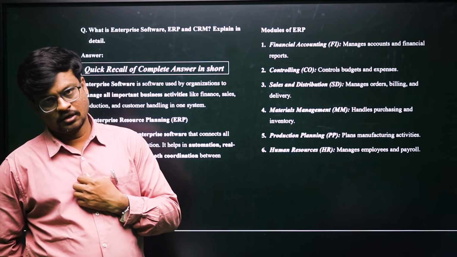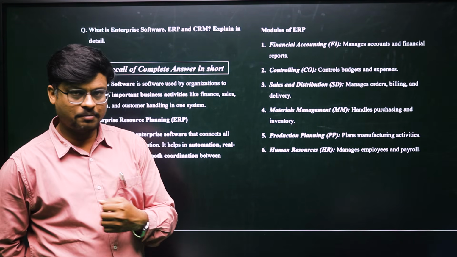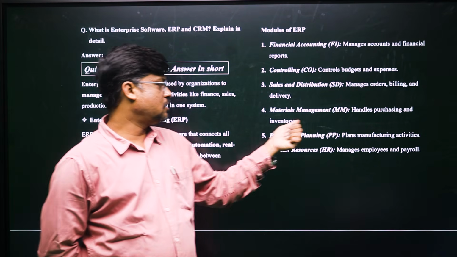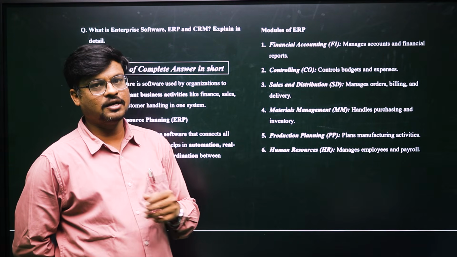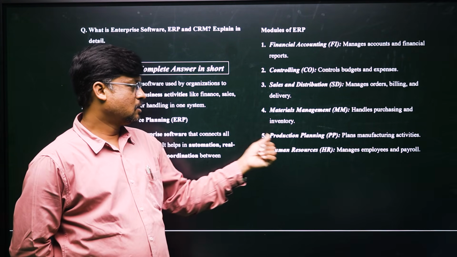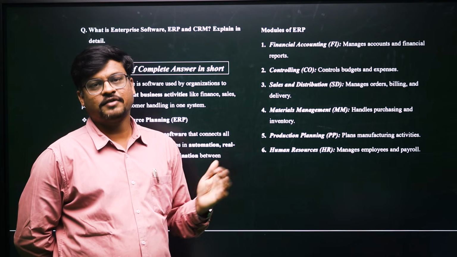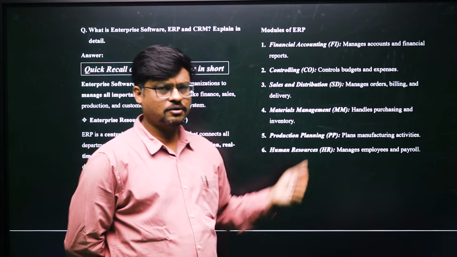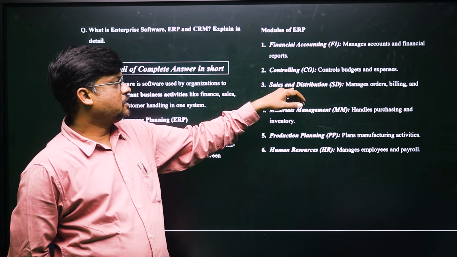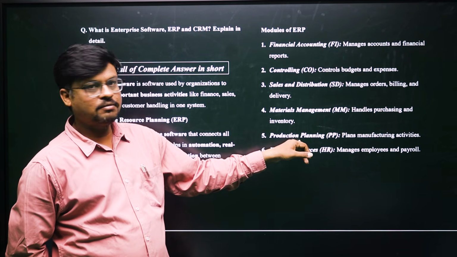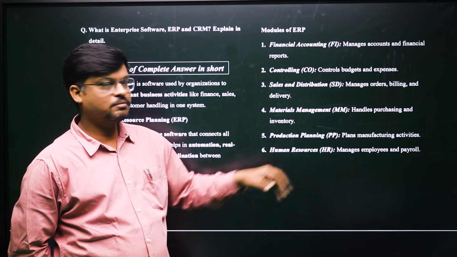Material management, so when you want to have a production, you need to have the raw material, purchase of that raw material and maintenance of that inventory. Maintenance of that raw material comes under MM, material management. Production planning, plans for manufacturing activities, again based upon my inventory available, based upon my raw material available, or based upon my sales, I can design, I can plan for my production.